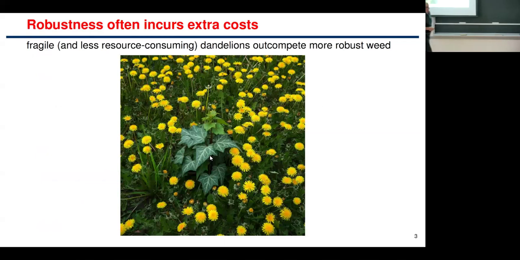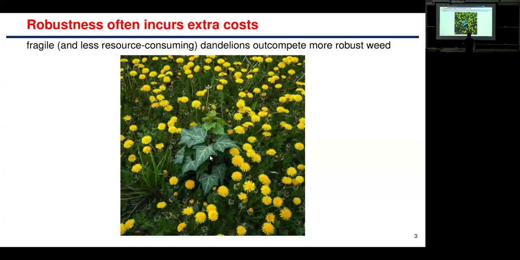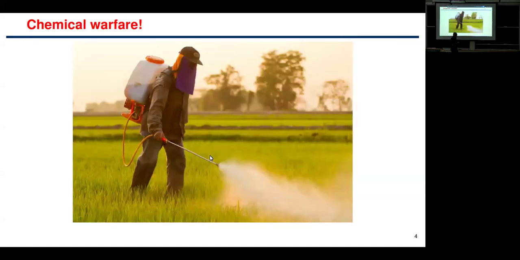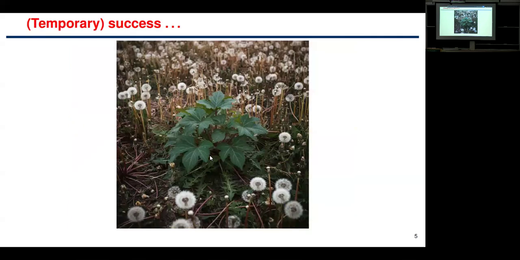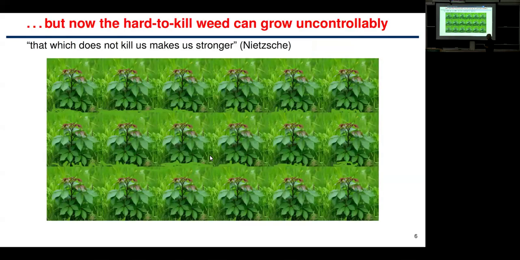I don't need to tell this audience that robustness to anything, for instance, therapy, often incurs additional costs. So for example, these dandelions, this weed, compete with this other weed, which maybe requires more resources in the natural environment. But if we apply chemotherapy, AKA chemical warfare, we can get rid of them. But then we create a tumor microenvironment, so to speak, in which these guys take over.